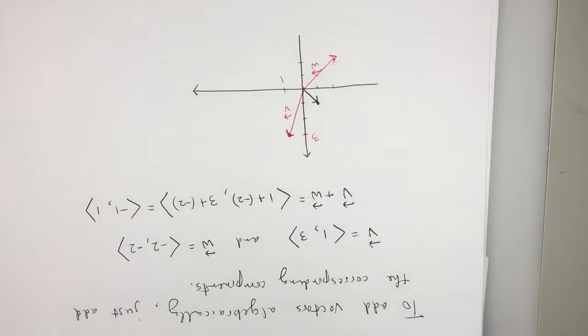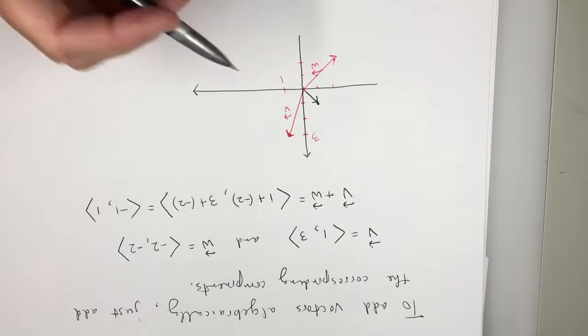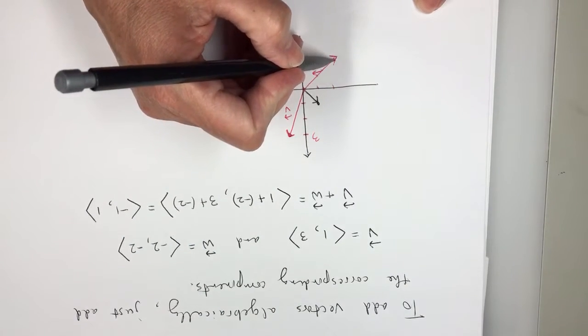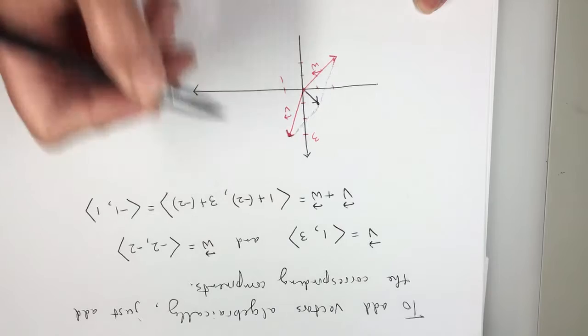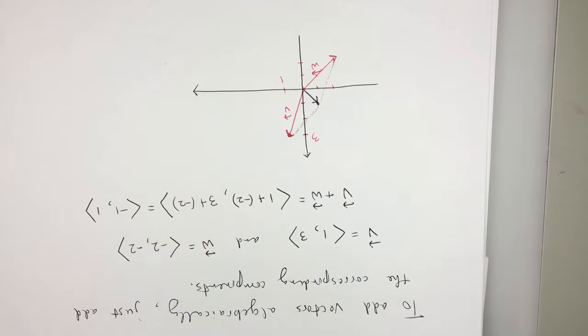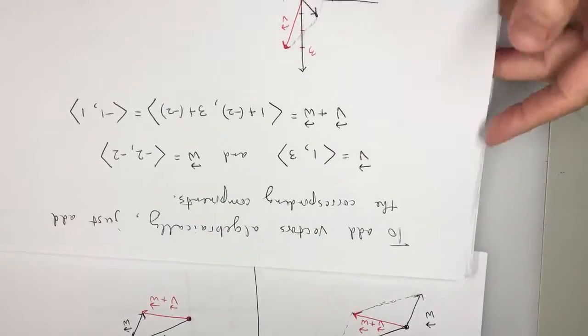Now, you could check the triangle rule, the parallelogram rule. Does that fit? Here's my parallelogram. Okay, that's quite a skewed parallelogram, but if you add the components, it matches the geometric interpretation. All right, for subtracting vectors, we'll do geometrically.